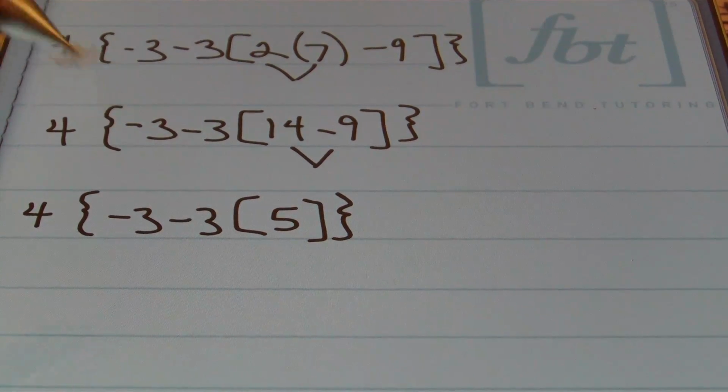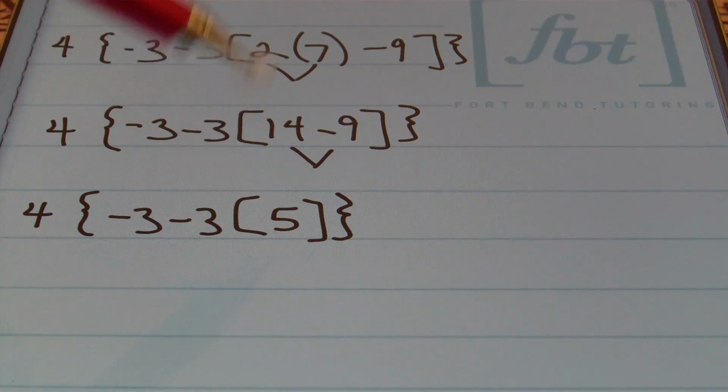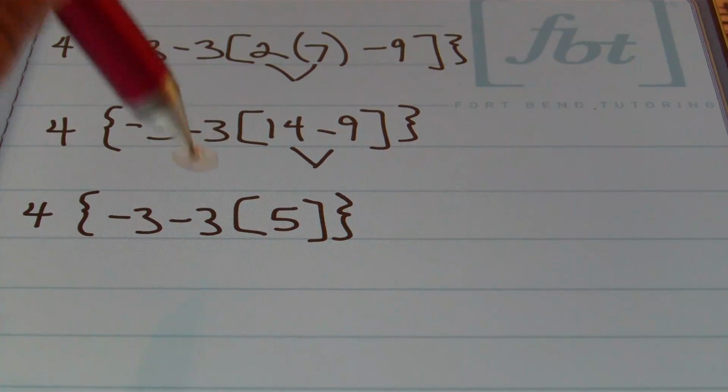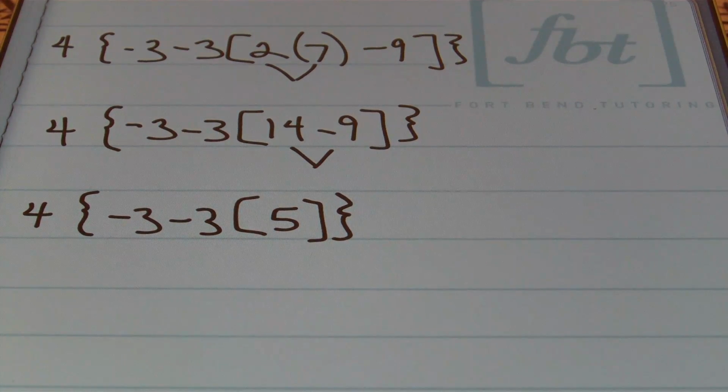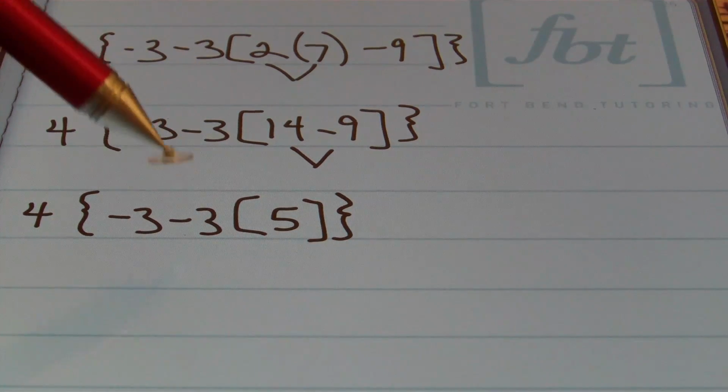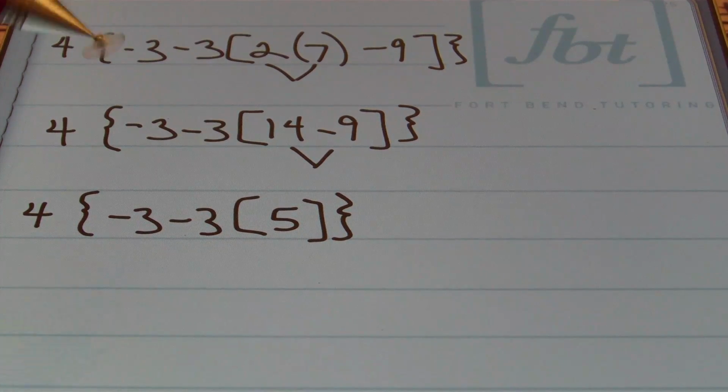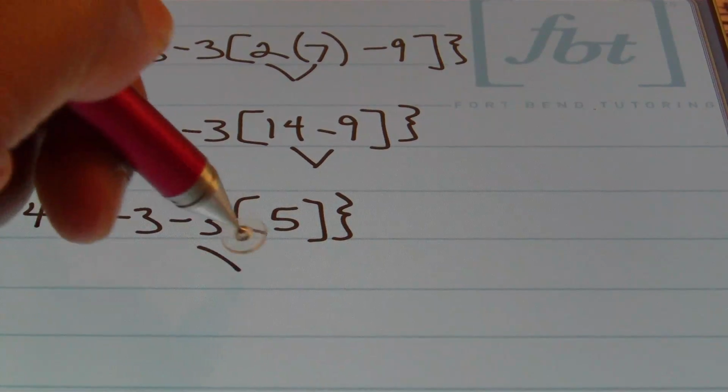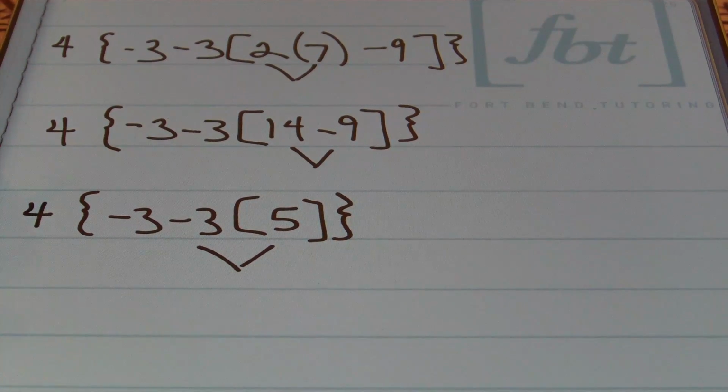And within our braces now, because the 5 is the difference of 14 and 9, anything on the outside of that directly is multiplying. So we have subtraction within the brackets, but we also have multiplication. And what's multiplying is the negative 3 times the 5, and we'll be multiplying that next.